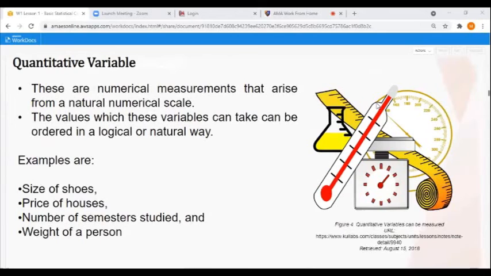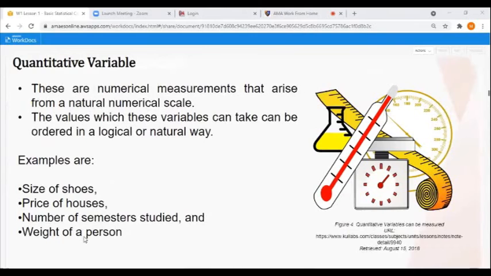Meaning, we can arrange these values. Let's say, for example, during your high school or grade school days, your advisor might ask you to stand in line and arrange yourselves according to height before the flag ceremony begins, right? So you can be arranged. Or arrange yourself according to your weight, from the thinnest, the one with the lowest amount of mass in a given body, to the heaviest individual. Or arrange yourselves according to shoe sizes, from shortest to longest. Examples of which are sizes of shoes, price of houses, number of semesters studied, and weight of a person.